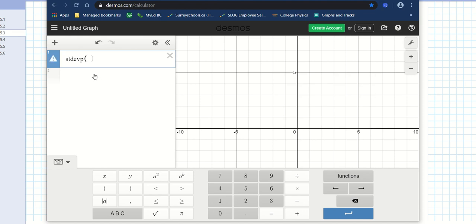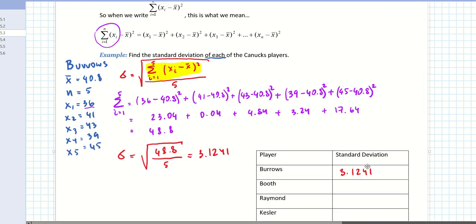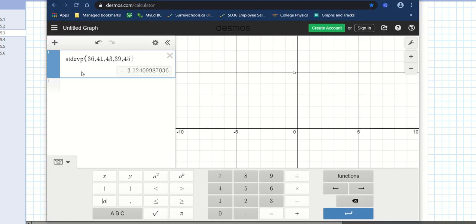And here you're just going to enter the values for, let's say, Burrows, just to double check that we got the same answer. So you're going to enter 36, you're going to delimit it with a comma. So 36, comma 41, comma 43, comma 39, comma 45. As you can see, I entered all 5 values and it calculated the standard deviation for me. So this is the same value that I got earlier right here. I got 3.12, and this is the same value that I got using the standard deviation calculator in Desmos.